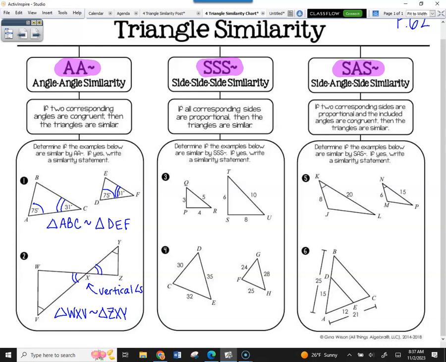What if I accidentally corresponded QP with TU? Let's say I was having a bad day. If I set QP with TU, am I going to get a mistake? Am I going to run into an error? How do I know that? By looking at it. TU is the hypotenuse.